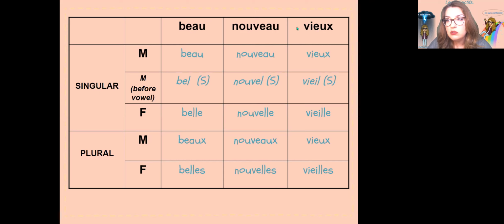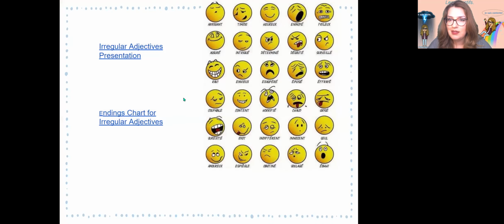Vieux, old. When it's masculine singular, it looks like this, vieux with X. When it's masculine singular but before a vowel sound, we have to change the X to L, and it becomes vieil. When it's singular feminine, it's vieille. When it's plural masculine, it's vieux, just like in the singular form. And plural feminine, vieilles, E-I-L-L-E-S. D'accord?